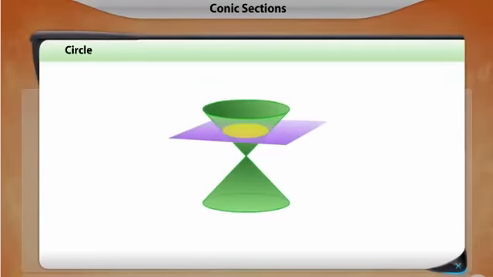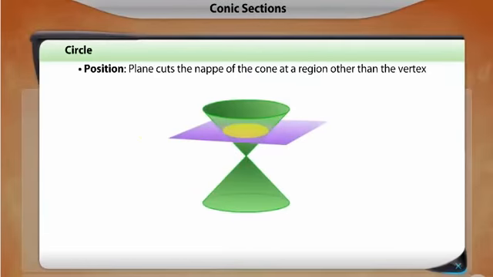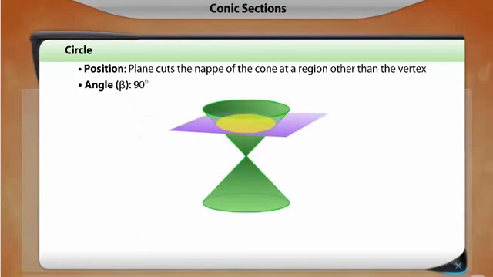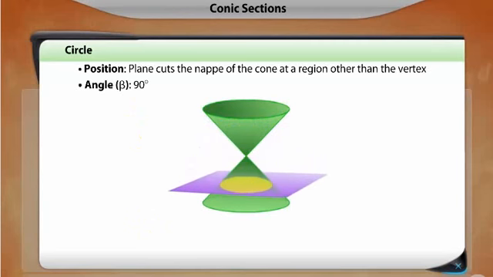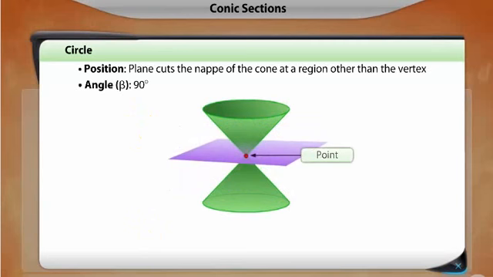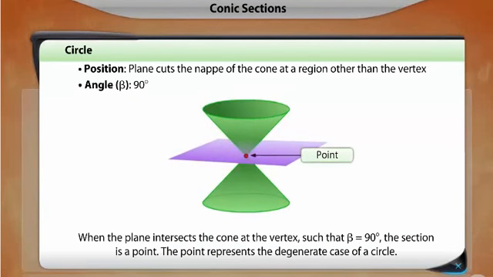A circle is formed when the plane cuts the cone such that the plane is perpendicular to the axis of the cone. It can be seen that as long as angle beta is equal to 90 degrees, we get a circle at all positions. However, we should note that when the plane cuts the cone at the vertex at this angle, the section results in a point as shown. This is known as the degenerate case of a circle.